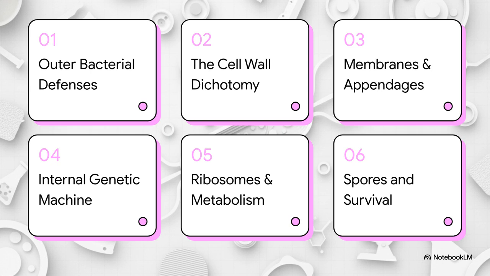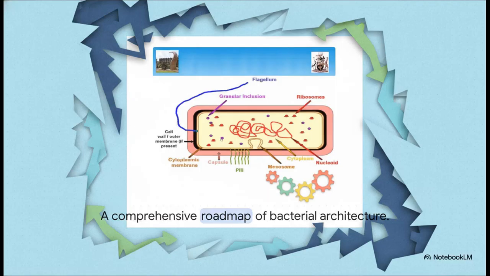To make sure we hit all those marks, here is our roadmap for today. We'll be going through: 1. The outer bacterial defenses, 2. The cell wall dichotomy, 3. Membranes and surface appendages, 4. The internal genetic machinery, 5. Ribosomes and metabolic structures, and lastly, 6. Bacterial spores and survival. Okay, let's dive into this.